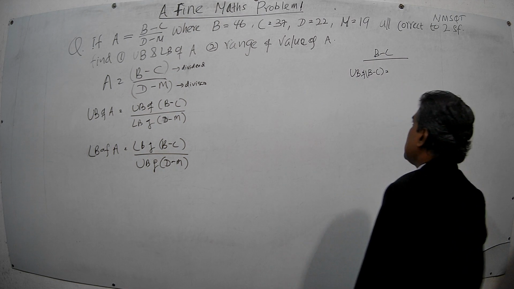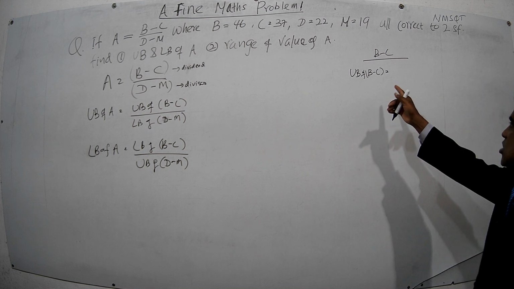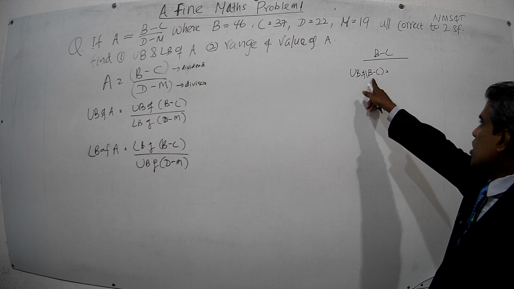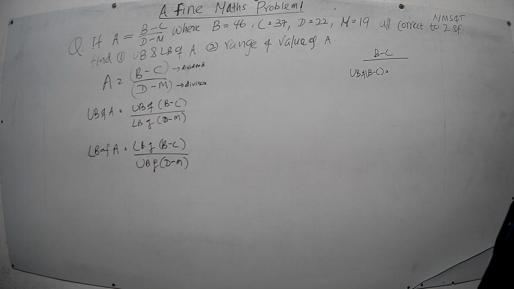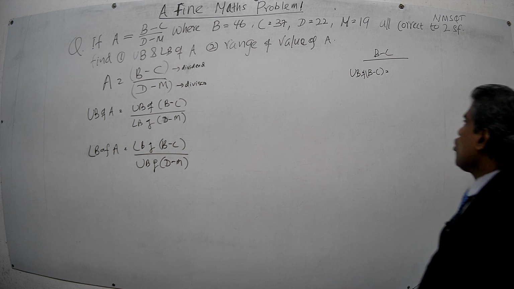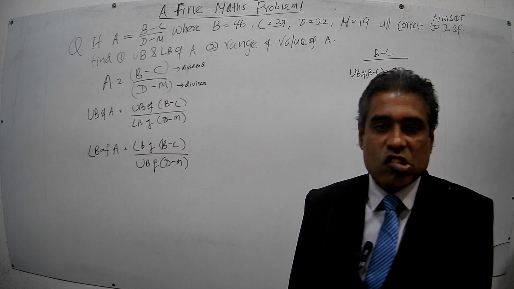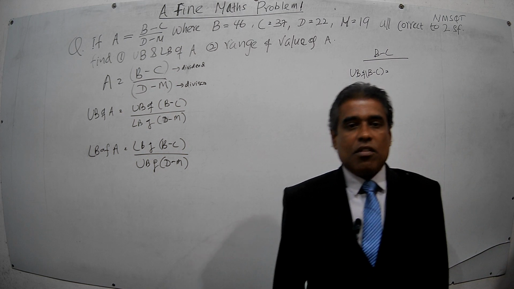How much? How do you find it? Then this is when you come to the upper bound of B minus C, that is, the upper bound of a difference. B minus C gives the difference. It is the upper bound of a difference of two corrected values, right? Then how do you find the upper bound of the difference of two corrected values? What is the formula for finding the upper bound of a difference? We have learned that formula in our previous videos.